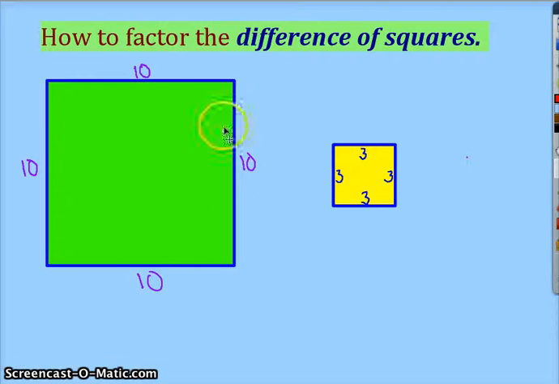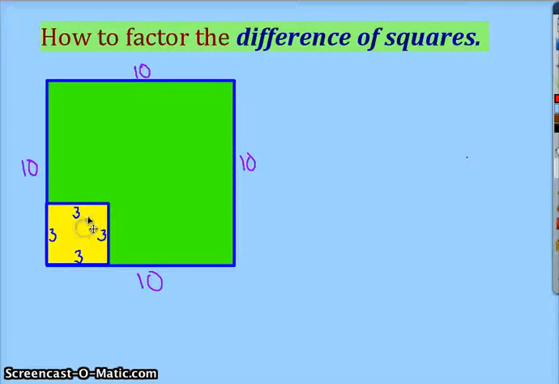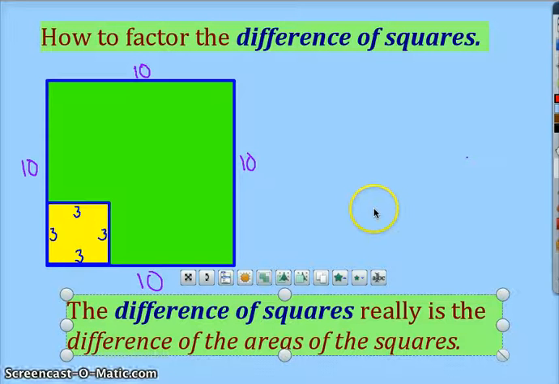So suppose this is a field or an area of land, and I want to take away this piece of the green. After I subtract the little square from the big square, what I have left is this green area here. In other words, the difference of squares really is the difference of the areas of those two squares.